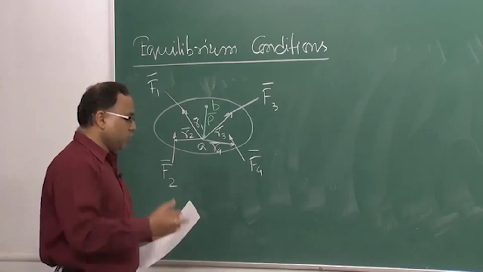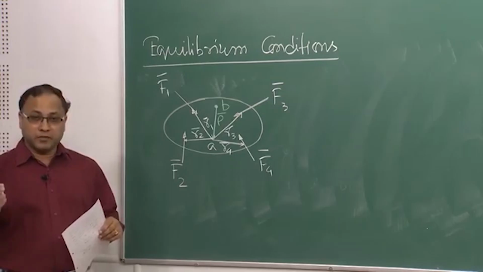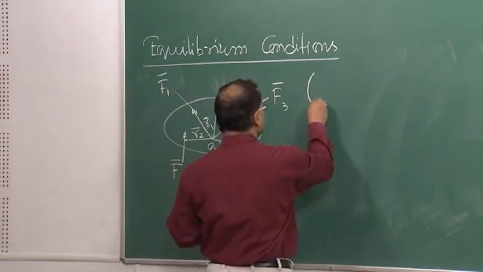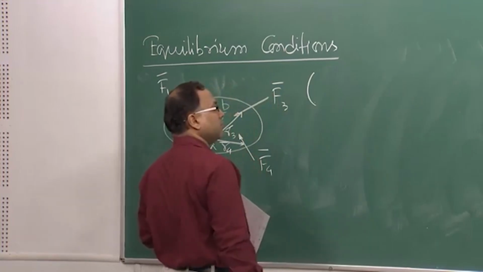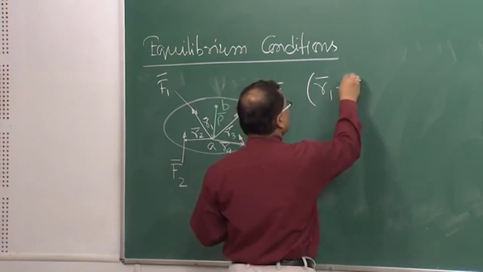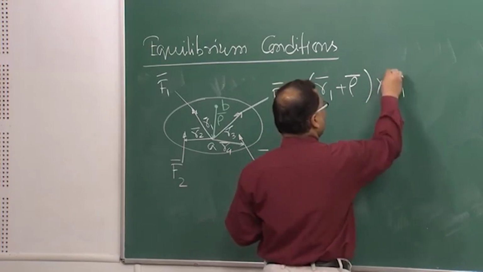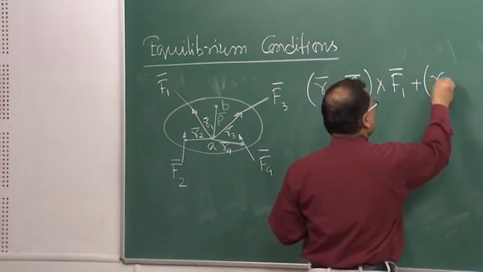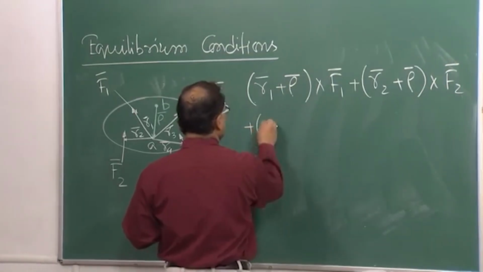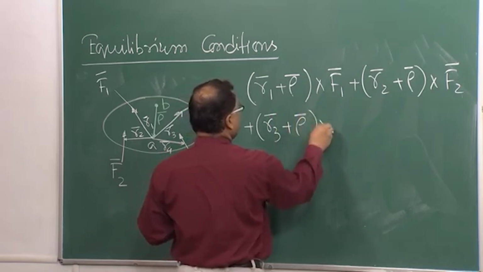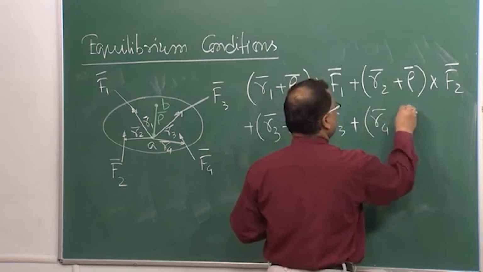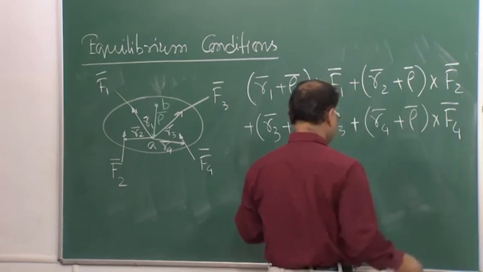So now if I choose point B and take the moment equilibrium, that is the summation of M_R with respect to point B is 0, then I can simply write R1B cross F1, so directly I can write (R1 plus rho) cross F1 plus (R2 plus rho) cross F2 plus R3 cross F3 plus R4 cross F4 must be 0.